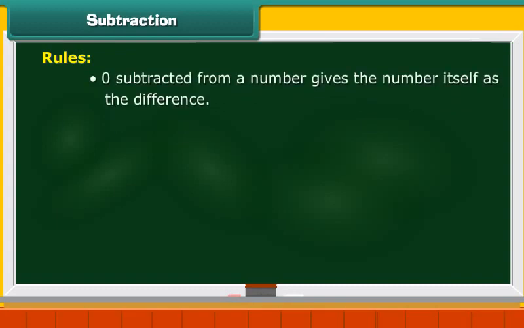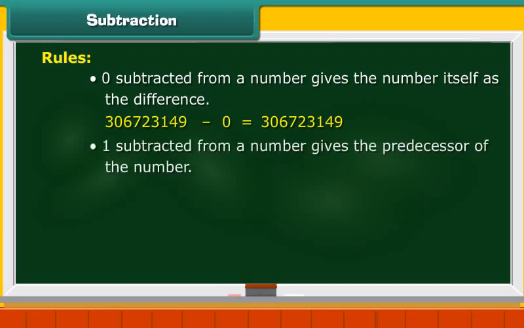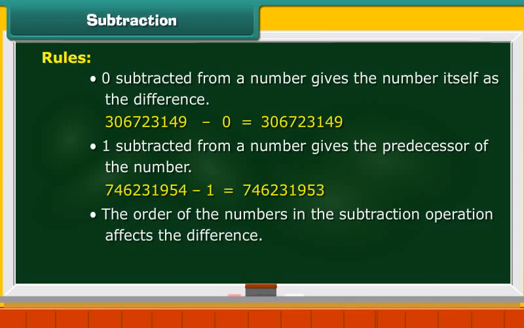0 subtracted from a number gives the number itself as the difference. 306723149 subtracted by 0 is equal to 306723149. 1 subtracted from a number gives the predecessor of the number. 746231954 subtracted by 1 is equal to 746231953. The order of the numbers in the subtraction operation affects the difference.